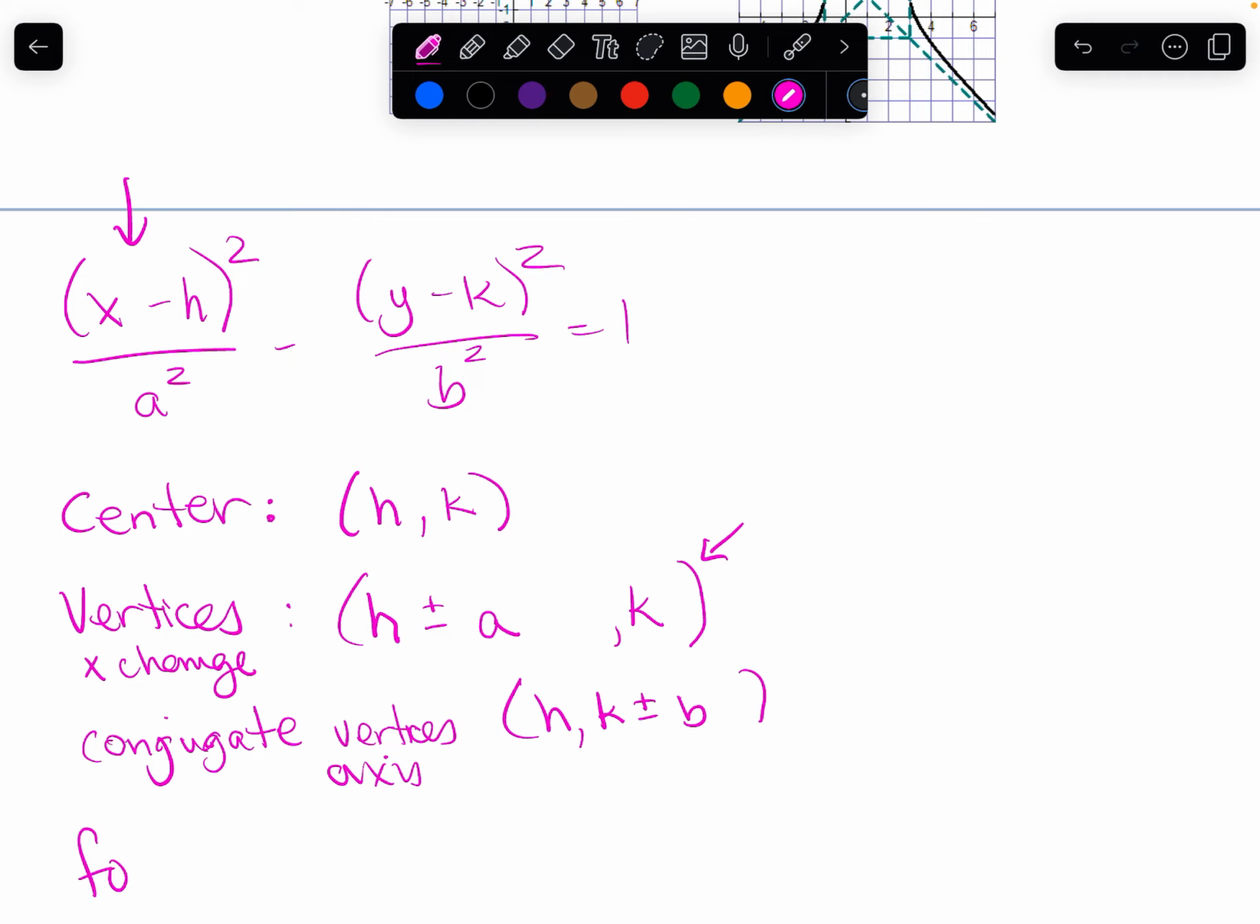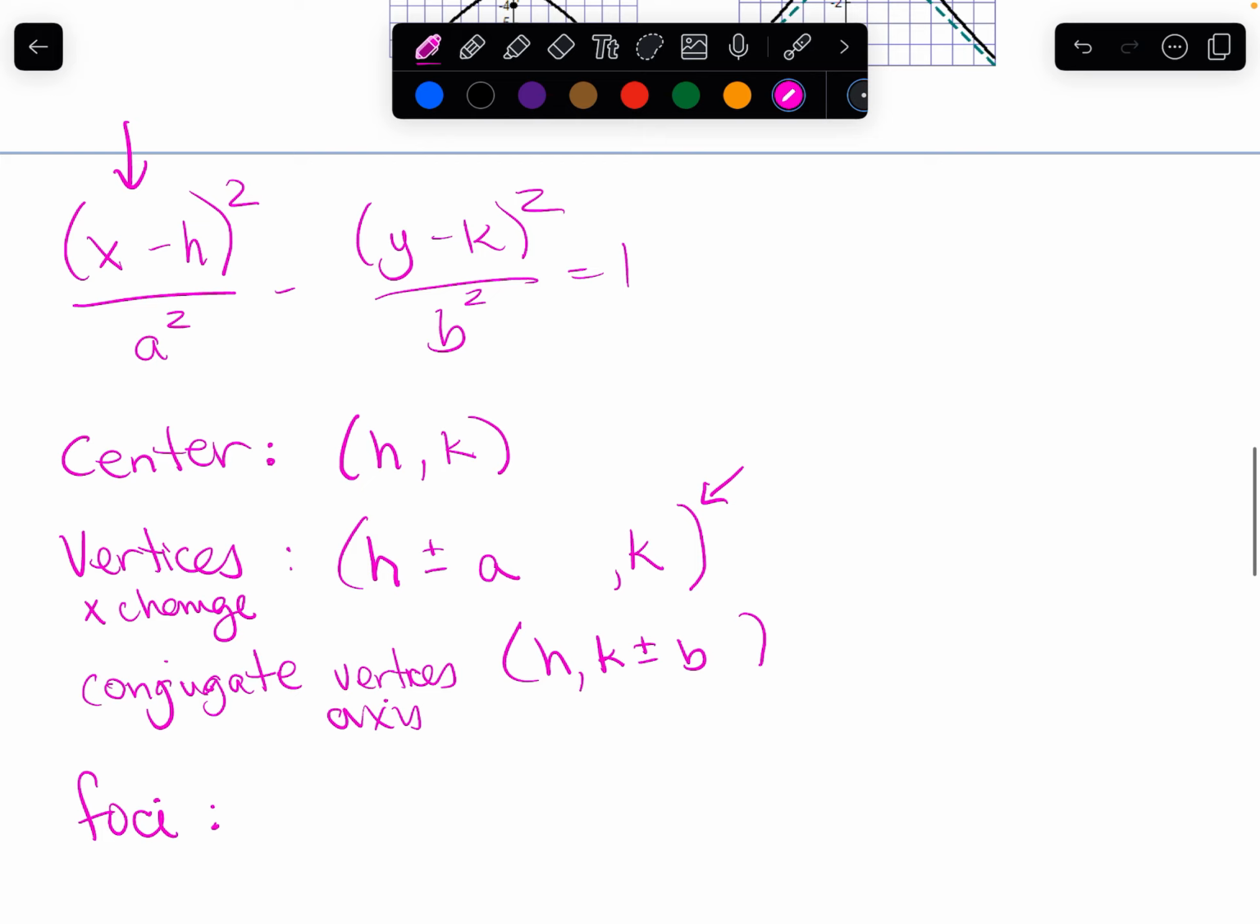Then, in order to find the foci, because the x came first, the x is what's going to be changing again. The k is going to stay alone. In order to find out how far it changes, you're going to do c squared equals a squared plus b squared. So this is going to be plus or minus c.